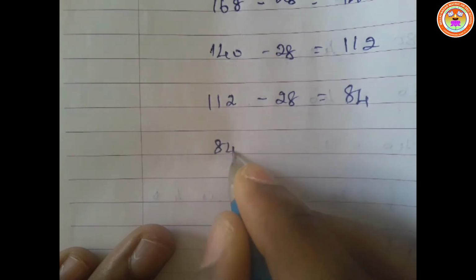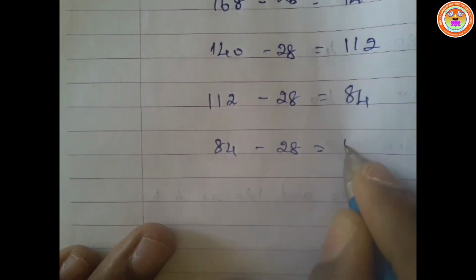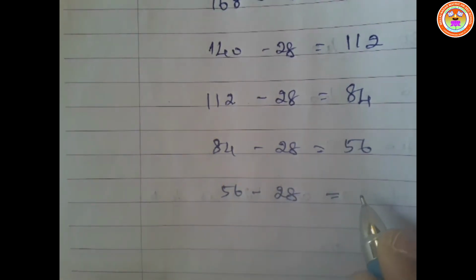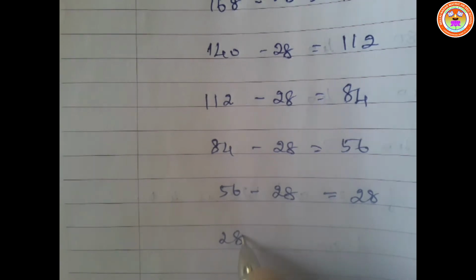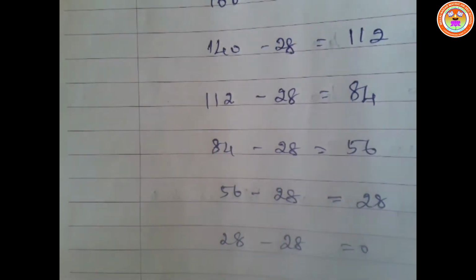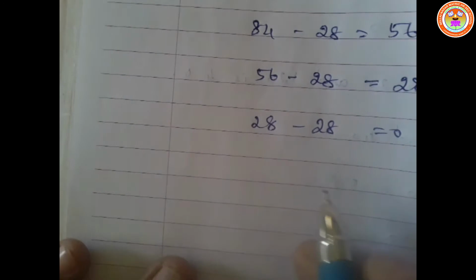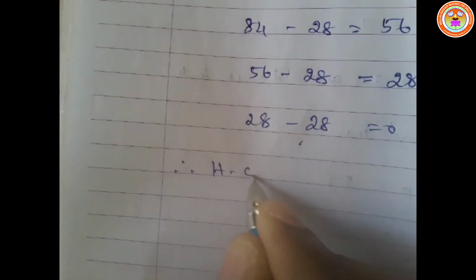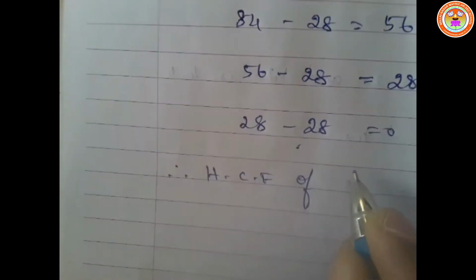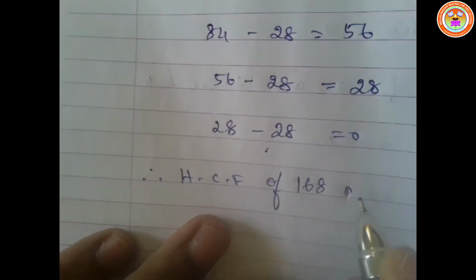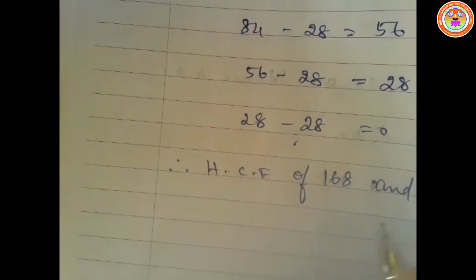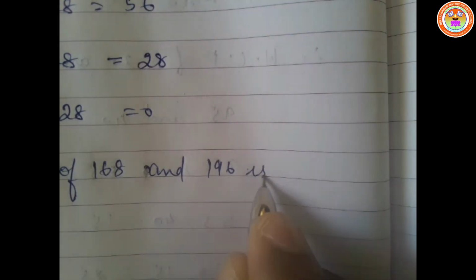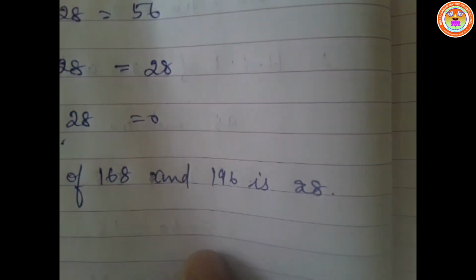So now 84 minus 28, so you are getting 56. So 56 minus 28, you are getting 28. So finally 28 minus 28, you got the answer 0. So now as soon as we get 28 minus 28 equal to 0, therefore HCF of 168 and 196 is equal to 28. So now we found the HCF.